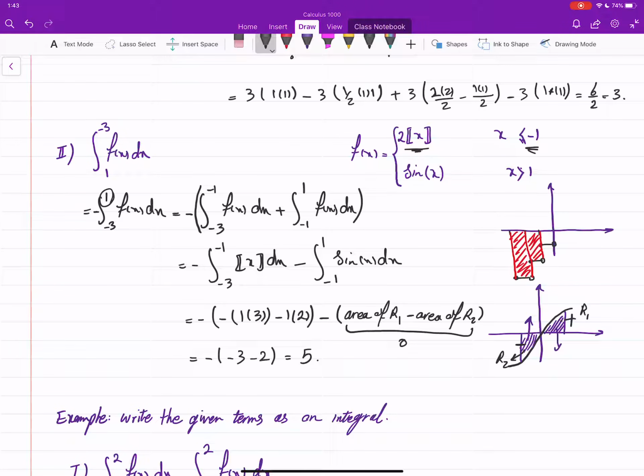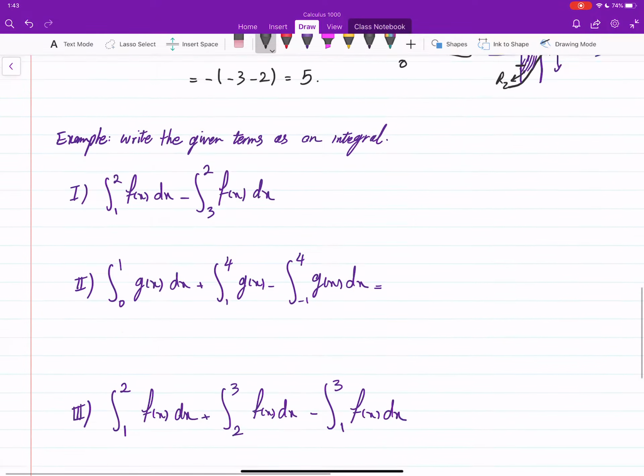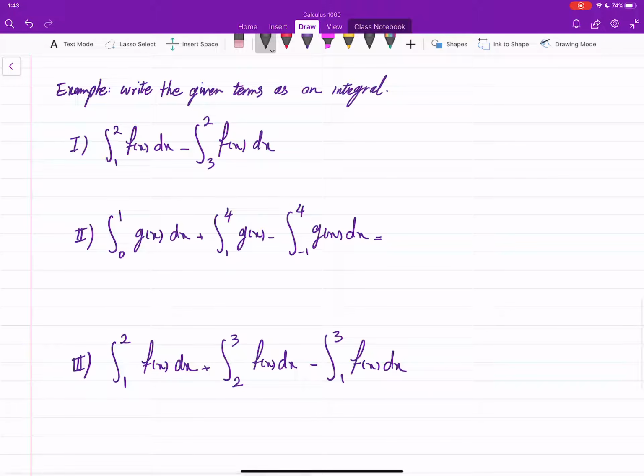So for a piecewise defined function, you separate it into intervals for which we have a single formula, and then try to use the tools we have to evaluate the integral. Okay, so let's do another example here. Write the given terms as one integral.